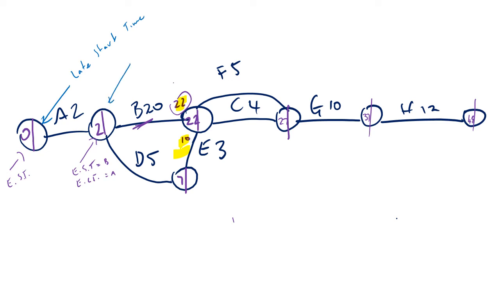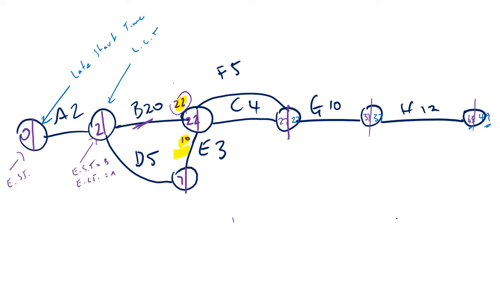And that could be the latest completion time for A or the latest start time for B on that one there. So let's work backwards now. So we backwards scan. We put the same number in, that was 49, so we go 49 there. Now 49 take 12 is 37. 37 take 10 is 27.